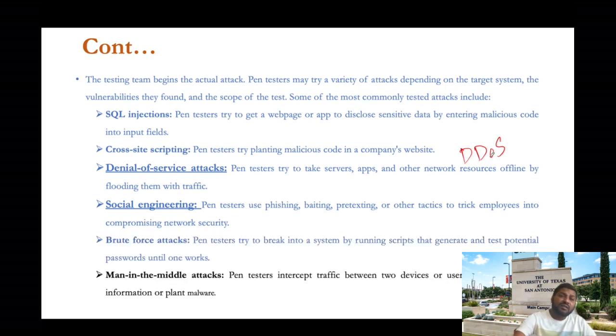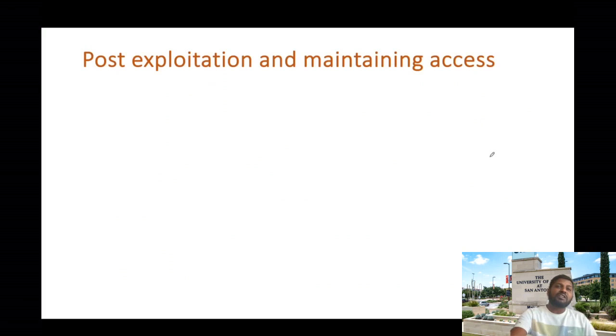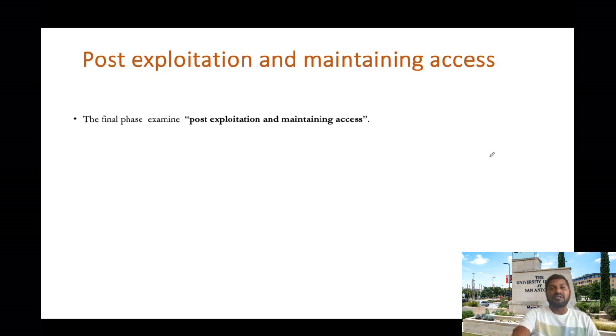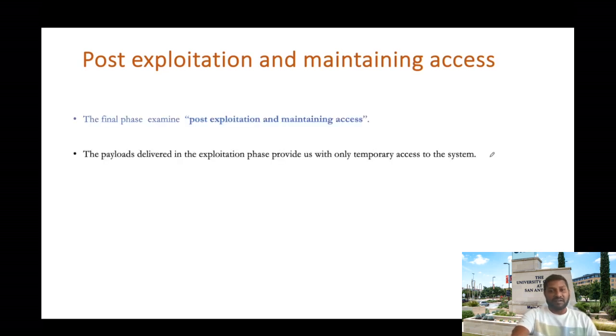Another one is the man in the middle attack. In exploitation, man in the middle attacks also happen. Pen testers intercept traffic between two devices or two users to steal sensitive information or plant malware. Then comes post exploitation and maintaining access, which is the final phase.